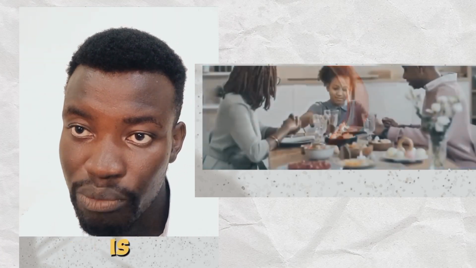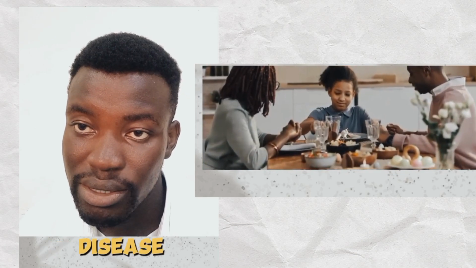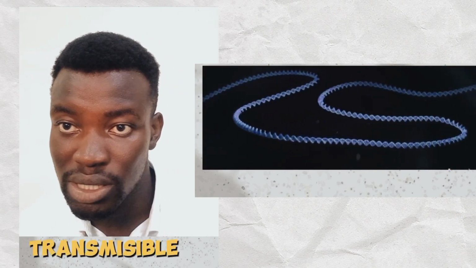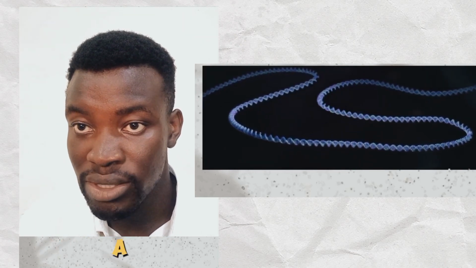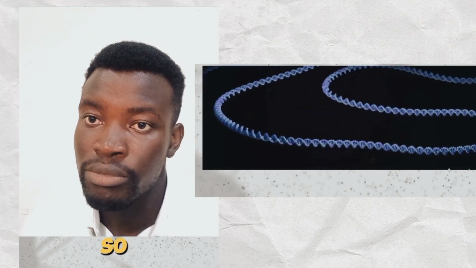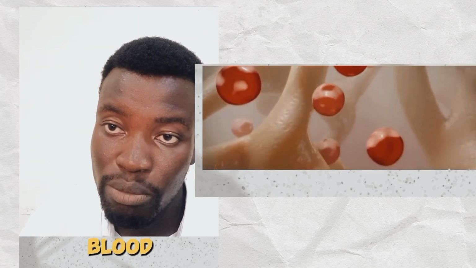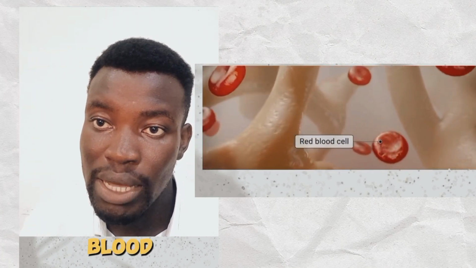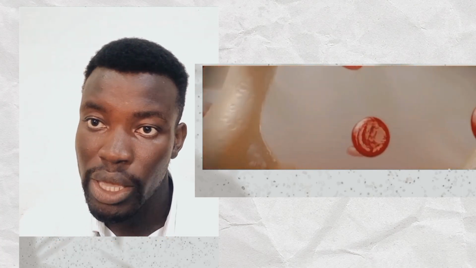So sickle cell is an inherited disease of the red blood cell. So it's not transmissible, but we inherit it. It's a gene disease of the red blood cells. So the red blood cells actually contain hemoglobin.